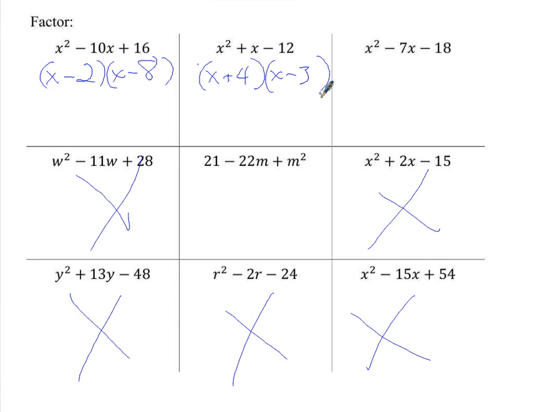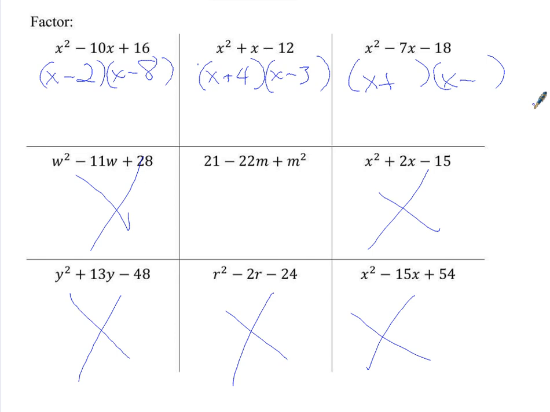How about the third one? Does this one factor like we've been doing? Why does it factor like we've been doing? Because a is 1, okay? With this format, we can factor it like this. x and x. My signs will be one's positive, one's negative. Good.